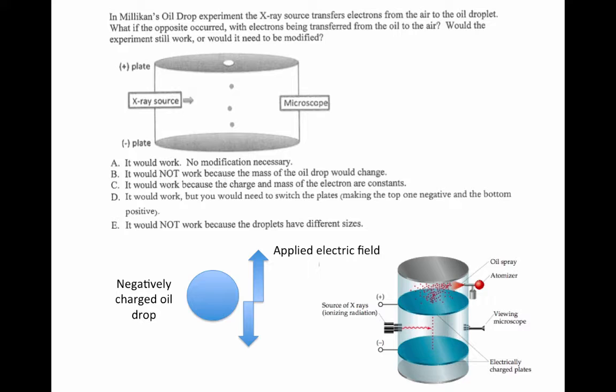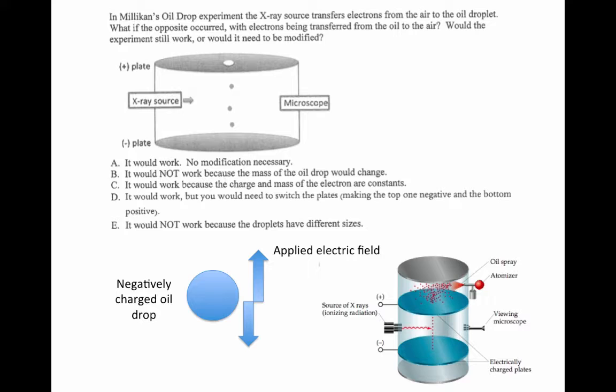And the question is, well, what if the opposite occurred? What if the electrons were being transferred instead from the oil to the air? Could it still work? Well, in this case, the droplets would be becoming positively charged. So if we look within the choices, would it work? It would work, no modification necessary, choice A.